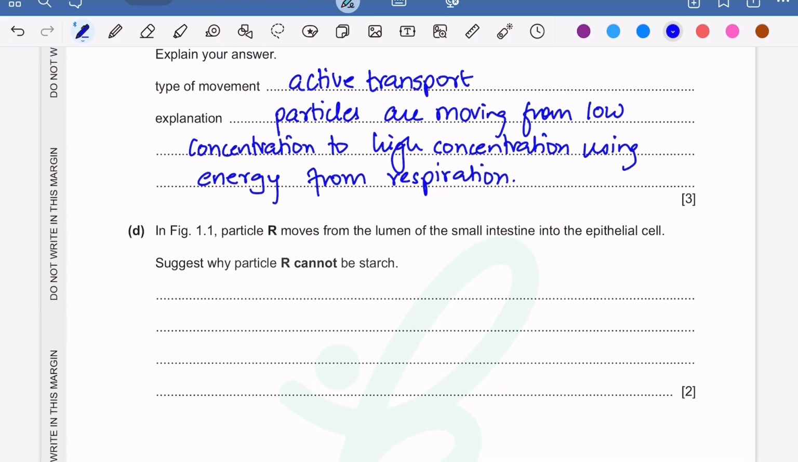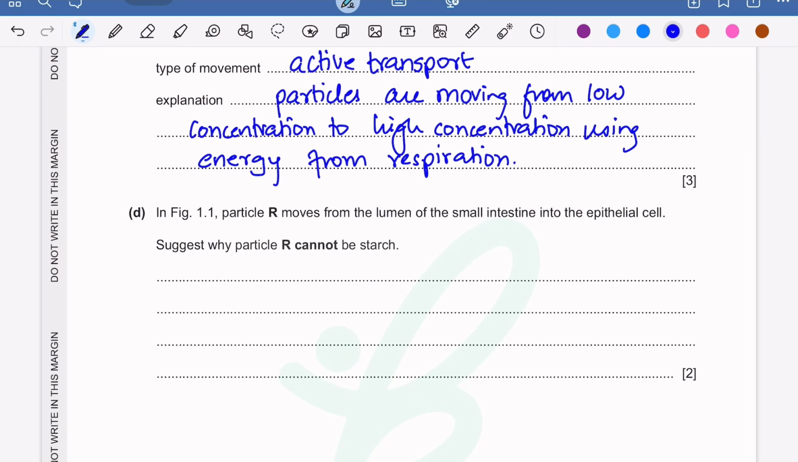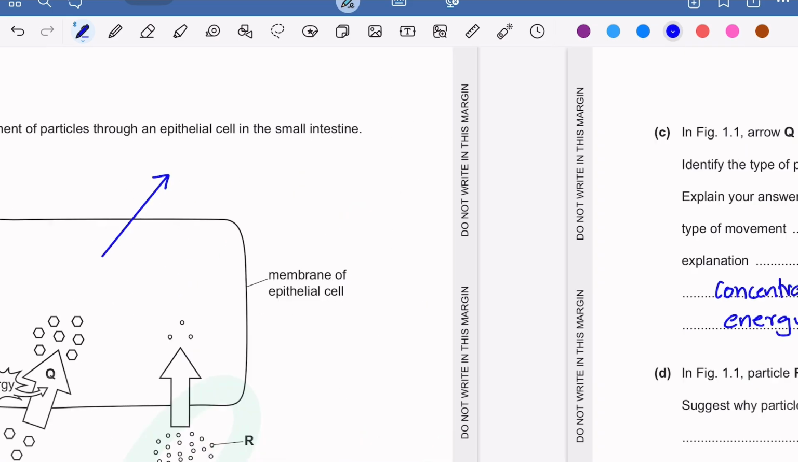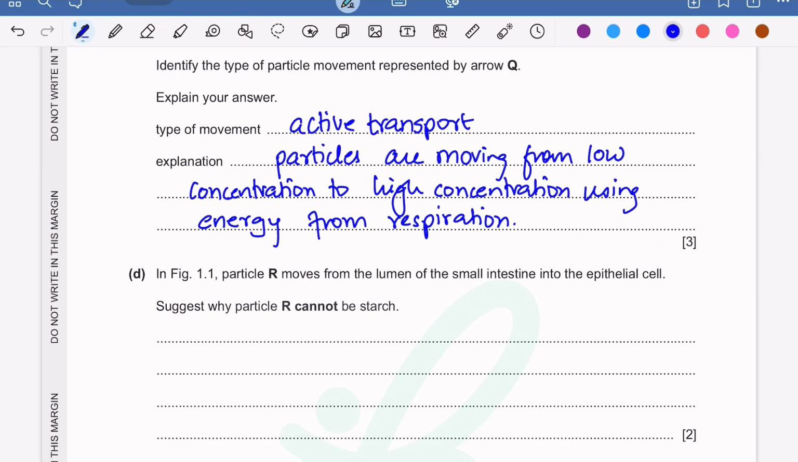Let us move on to the next question. In figure 1.1, particle R moves from the lumen of the small intestine into the epithelial cell. Suggest why particle R cannot be starch. So particle R is moving into the epithelial cells. Now particle R cannot be starch because starch molecules are large molecules. Starch is a polysaccharide.